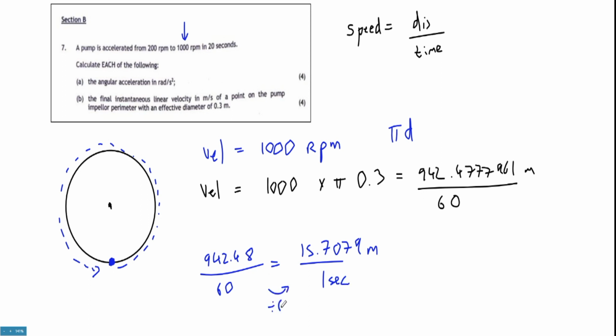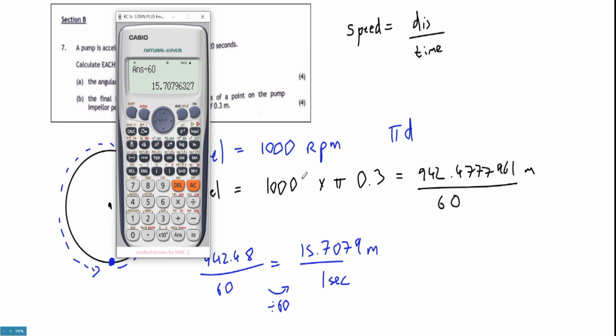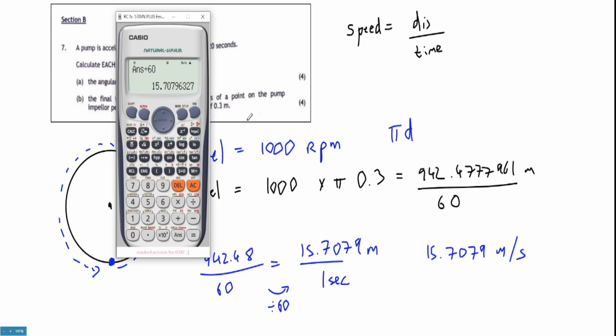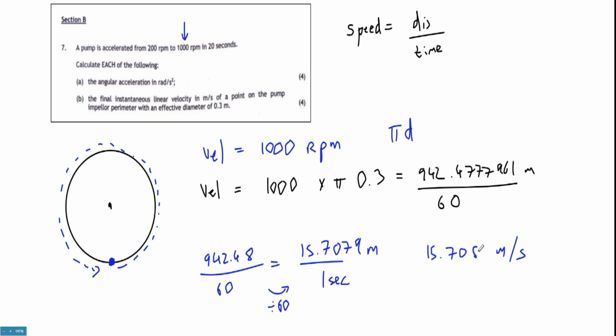Let's just write down what I did. This is giving me meters per second. So it's traveling at 15.7079 meters per second. Round it properly. Right, let's just check I actually did that correctly. So the final instantaneous velocity on the pump impeller perimeter, which means it's on the outside, which is what we did, with an effective diameter of this much. Yeah, it's all good. This is the actual linear velocity at the end of the day. This is how fast it's going to fly off and hit you in the face if it did such a thing. Okay, next question.